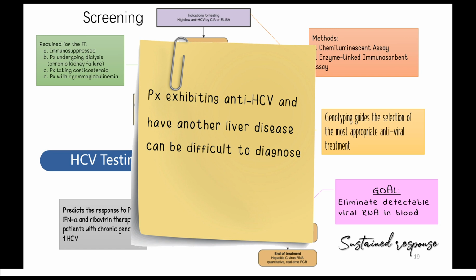Patients exhibiting anti-HCV and have another liver disease can be very difficult to diagnose because the anti-HCV here may be a false positive reaction only. So, if the patient already has another liver disease, it is important that this patient will proceed to molecular testing. Kasi kung mag-antibody testing ka, hindi na applicable. Kasi nga pwedeng mag-result into a false positive. So, dapat proceed ka na to molecular testing, demonstration of HCV antigen in the patient sample.